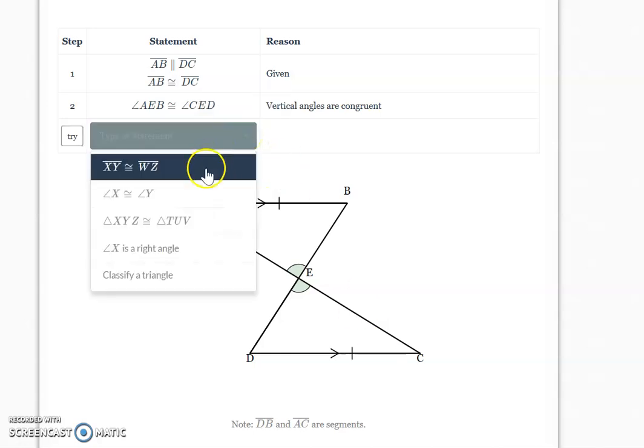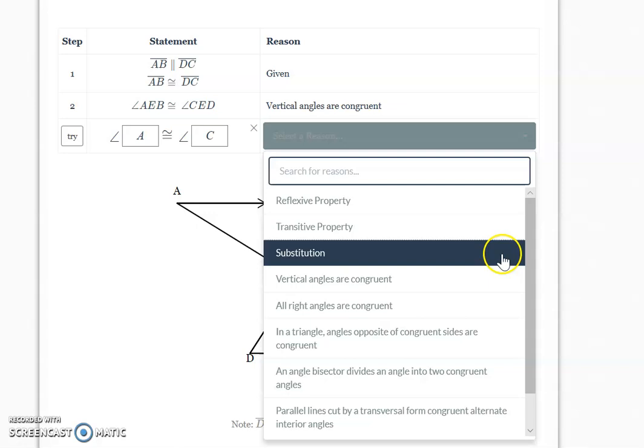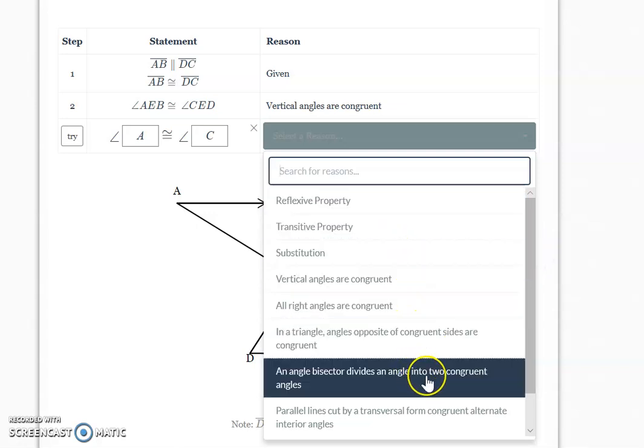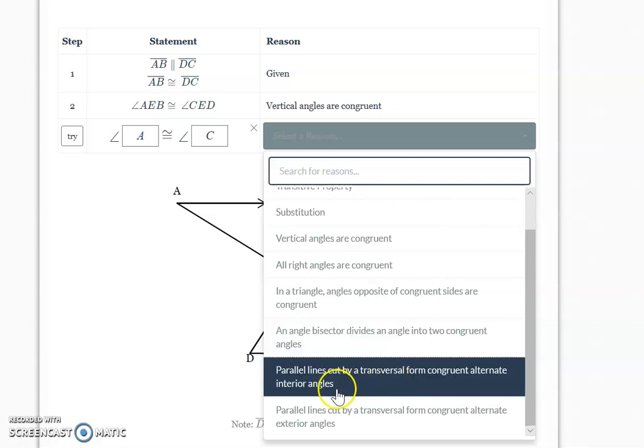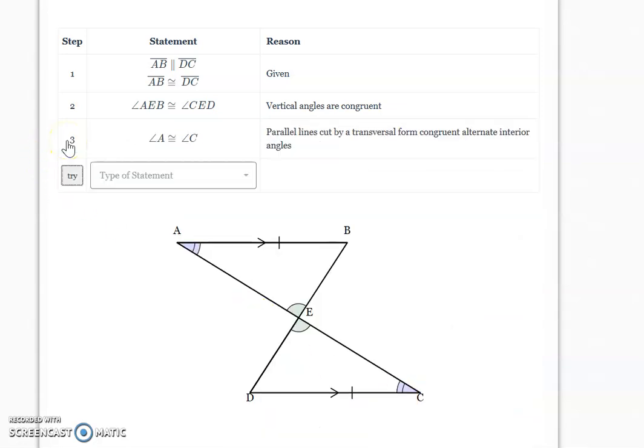So I want two angles again. I'm going to say angle A is congruent to angle C, and I can use one letter because there is only one angle A. And the reason, I need to scroll down. I'm going to keep going. All right, here we go. Parallel lines cut by a transversal form congruent alternate interior angles. And that's our reason for that.